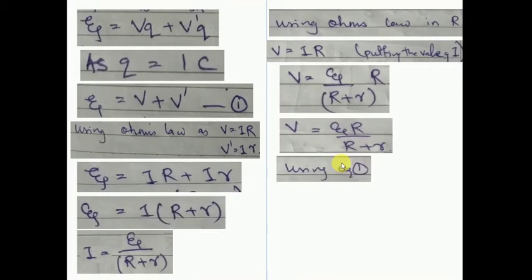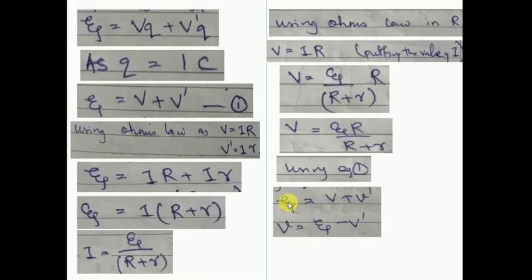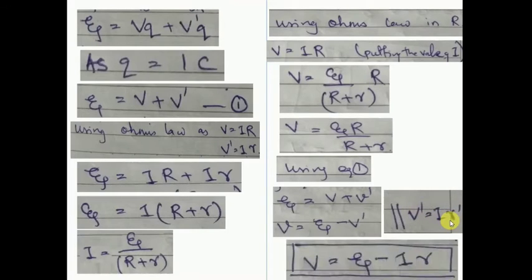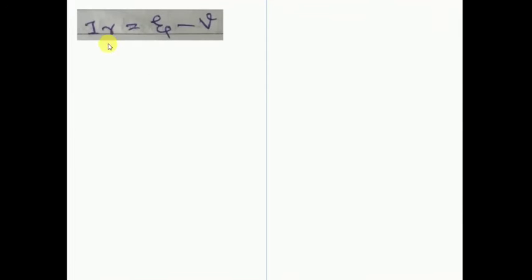Now using equation 1, that is E is equal to V plus V', V is equal to EMF minus V', and V' is Ir again. So this is the relationship. Now I'm taking Ir to this side and taking I down, so your internal resistance is E minus V by I.